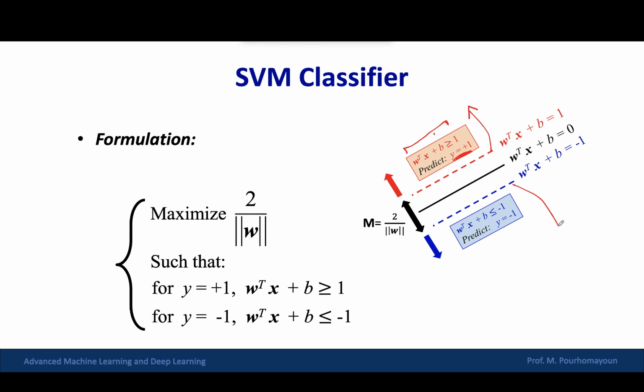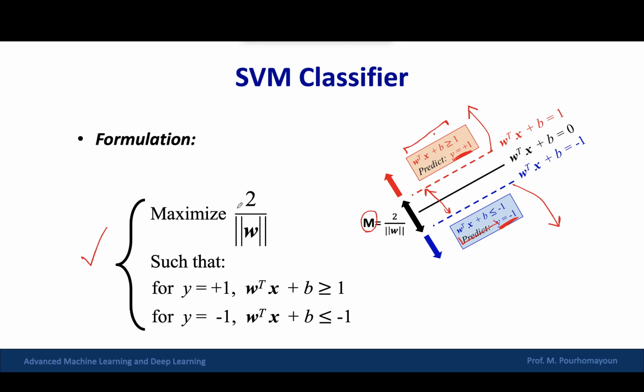For every negative sample, negative label, if I put the features in this equation, it should be less than -1. And at the same time, this M, which is the area between them, should be as wide as possible. So now, based on that, I can define a new optimization problem.